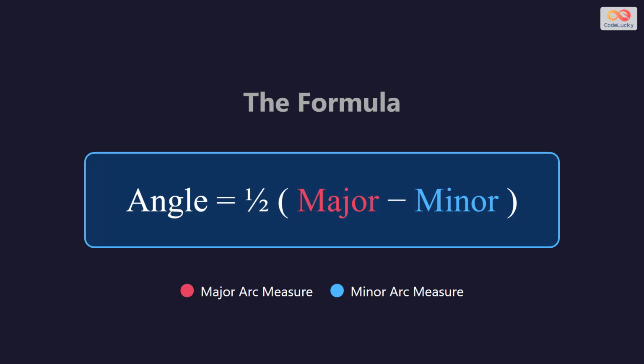Mathematically, we can express this with a simple formula. The angle equals 1/2 times the quantity of the major arc measure minus the minor arc measure. Always subtract the smaller number from the larger number.